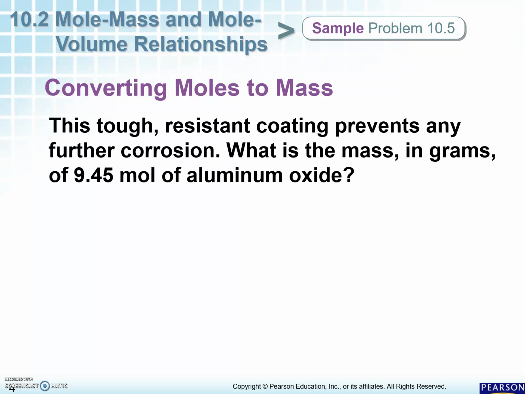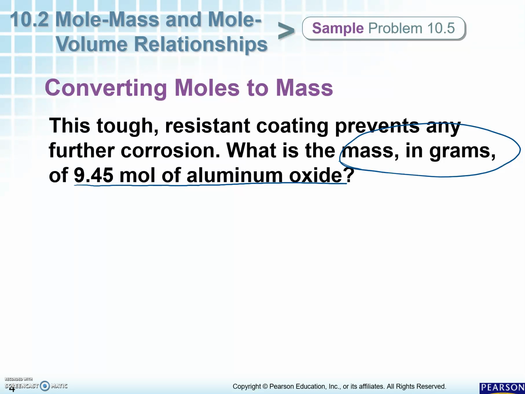It says this tough resistant coating prevents any further corrosions. What's the mass in grams of 9.45 moles of aluminum oxide? Whenever I approach one of these types of problems, I want to approach it similar to how we have done problems in the past, where we are underlining what is given and circling what we want to get. So right now we were given 9.45 moles of aluminum oxide, and we want to figure out how many grams that is. So our first step is going to be figuring out the molar mass of this.